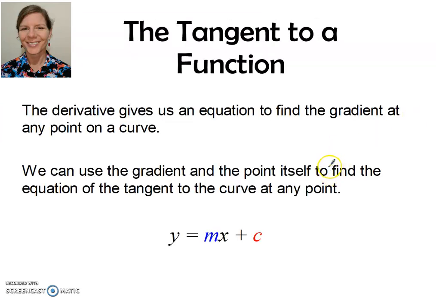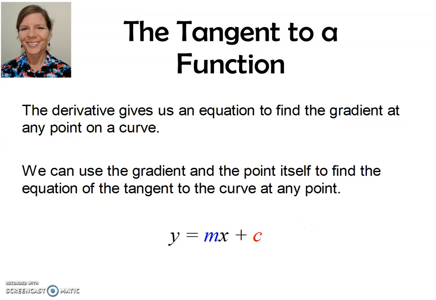Okay, so what the derivative gives us is an equation to find the gradient at any point on the curve, which means we can then use that gradient and the point itself, so whatever this x value is, to find the equation of the tangent to that curve at that point. So of course the tangent is a straight line. This is the gradient of the curve at that point, and then you can work out this one here.